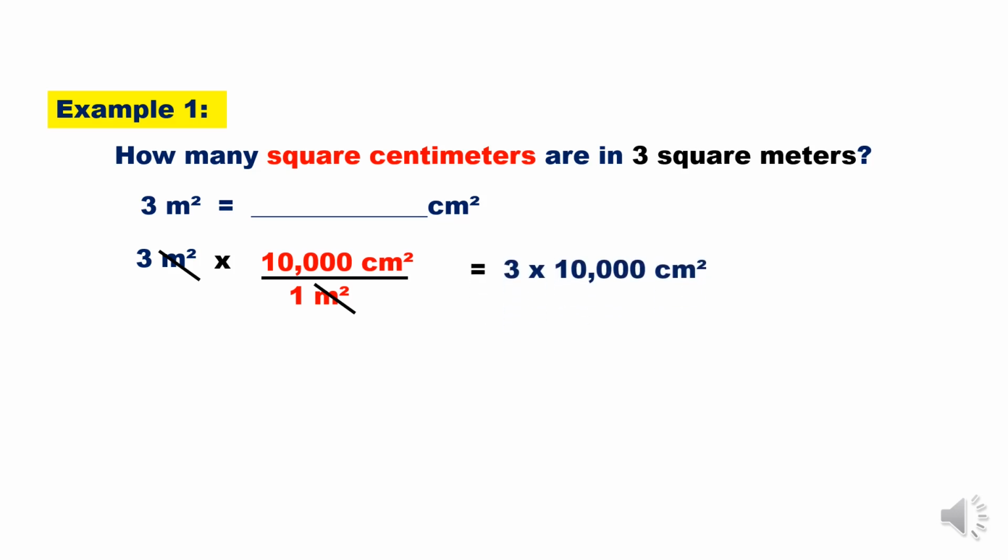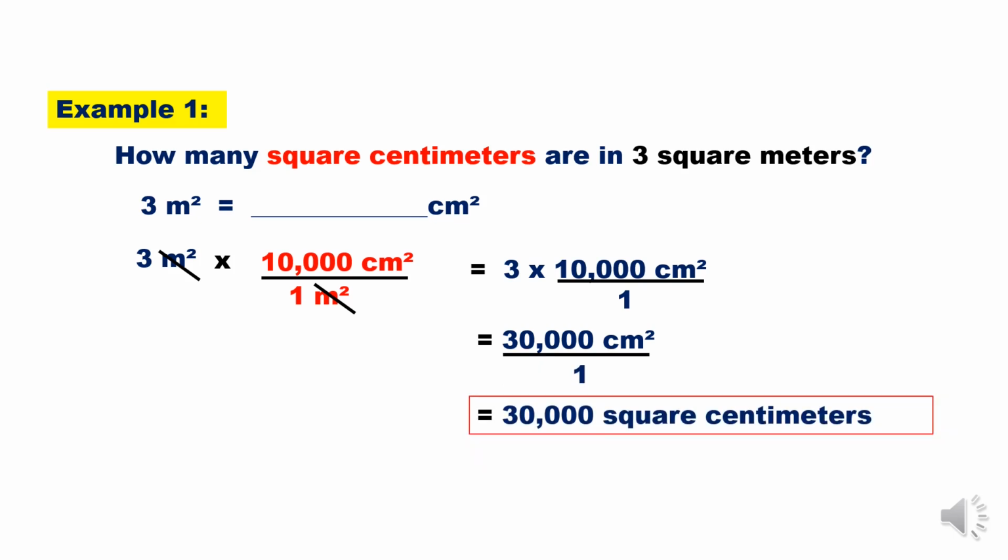So, i-multiply ang 3 times 10,000 square centimeters divided by 1. So, let's multiply: 30,000 square centimeters divided by 1, and the answer is 30,000 square centimeters. Or, you can write this. So, the answer is 30,000 square centimeters.